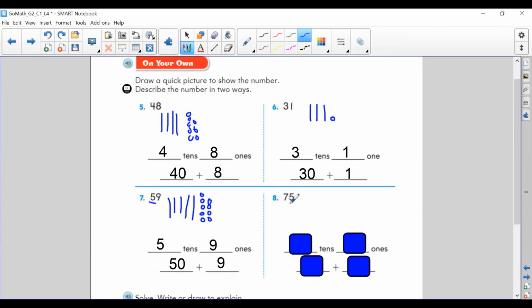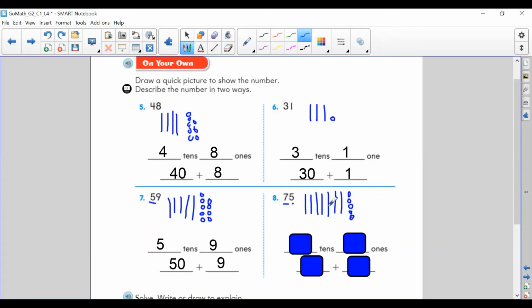Okay, in 75, we are going to draw how many tens? 7. 1, 2, 3, 4, 5, 6, 7. Remember, we're not doing tally marks, so we don't cross over when we get to 5. We'll do that later. And how many ones? We are going to draw 5. So there's 1, 2, 3, 4, 5.